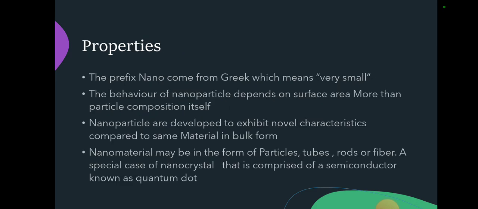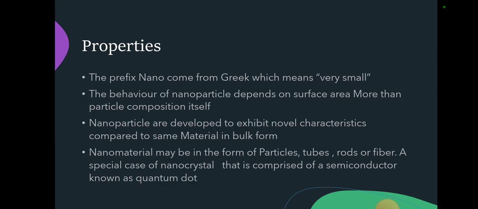In the word nanomaterial, the prefix nano comes from the Greek word which means very small. These small groups of atoms in general go by different names such as nanoparticles, nanocrystals, etc.